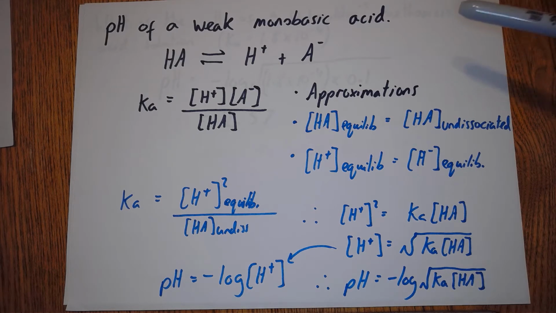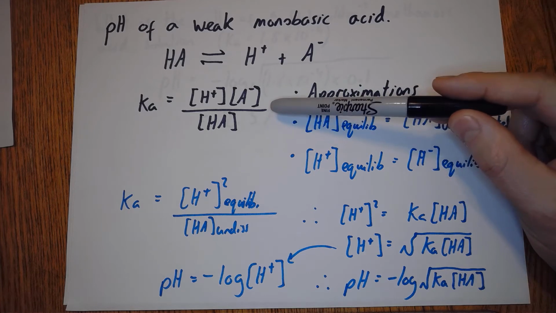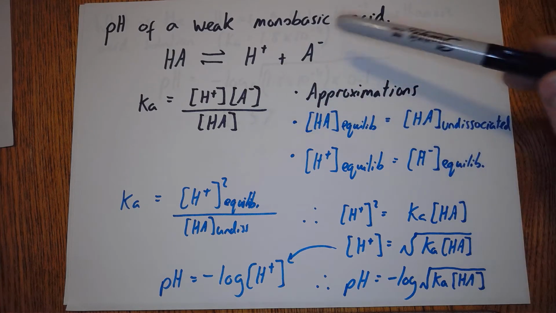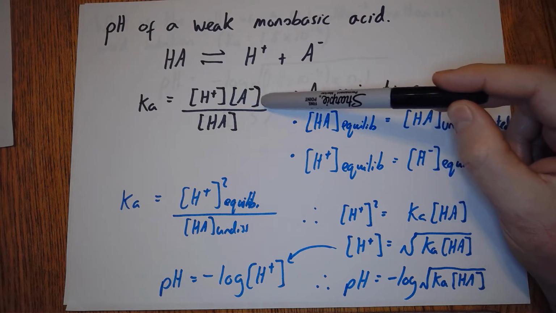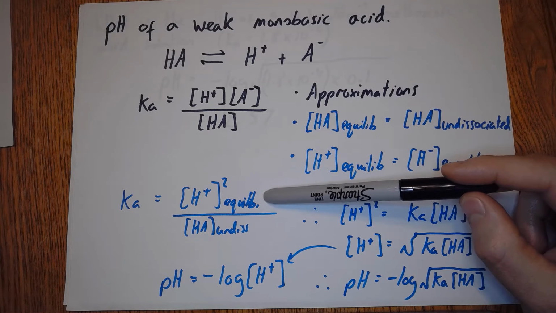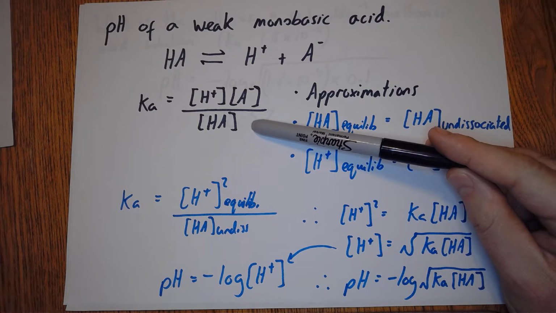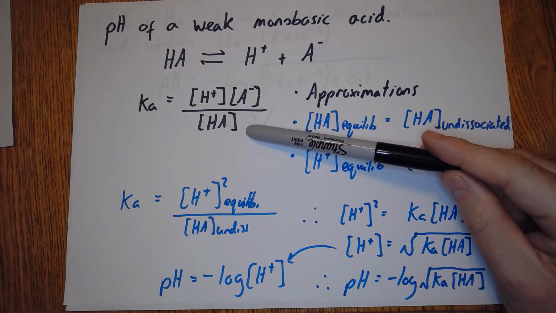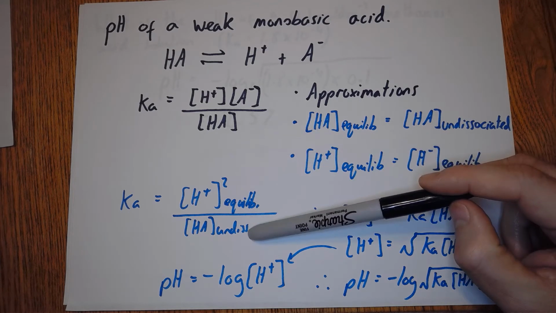So, what can we use this for then? Well, it just means that we've got less unknowns in this equation when we want to find H plus. For starters, if these two at the top equal each other, rather than having H plus times A minus, we can just make it H plus squared. And the HA here, we can just use what it is at the beginning of the problem, because we just use the undissociated one here.